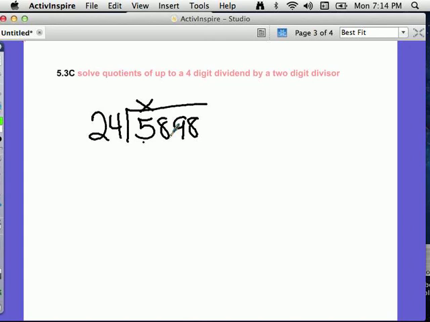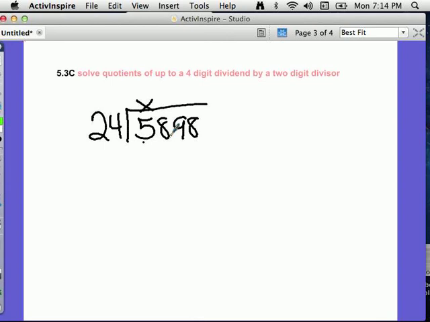Wait a minute. I know it can. I just don't know how many times. Well, Miss Holland, I'm kind of thinking about something that we learned earlier in this unit. Starting with a C, compatible numbers. Wow, we can do compatible numbers because I know that 25 goes into 50 2 times, and 24 is close to 25. Yes, it is.